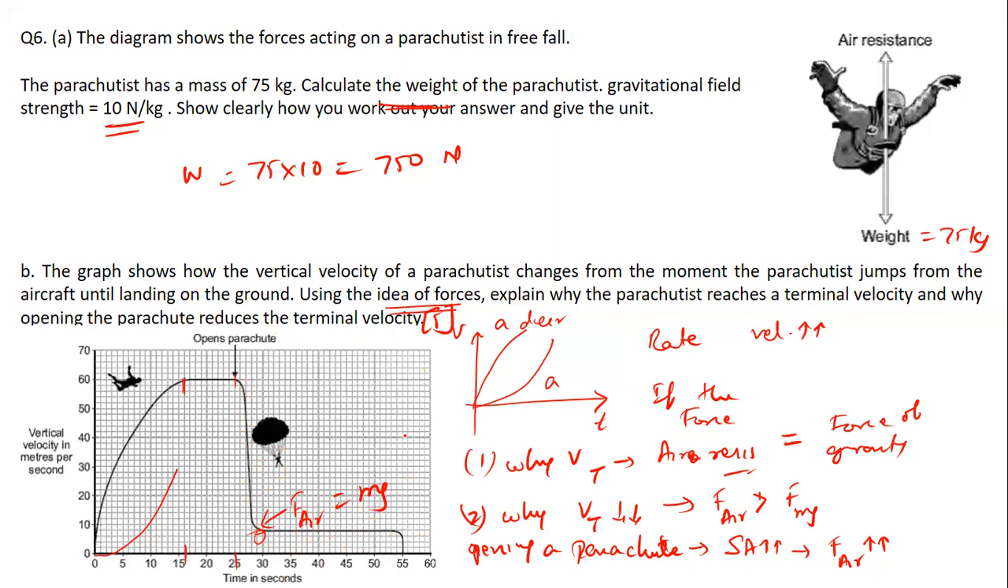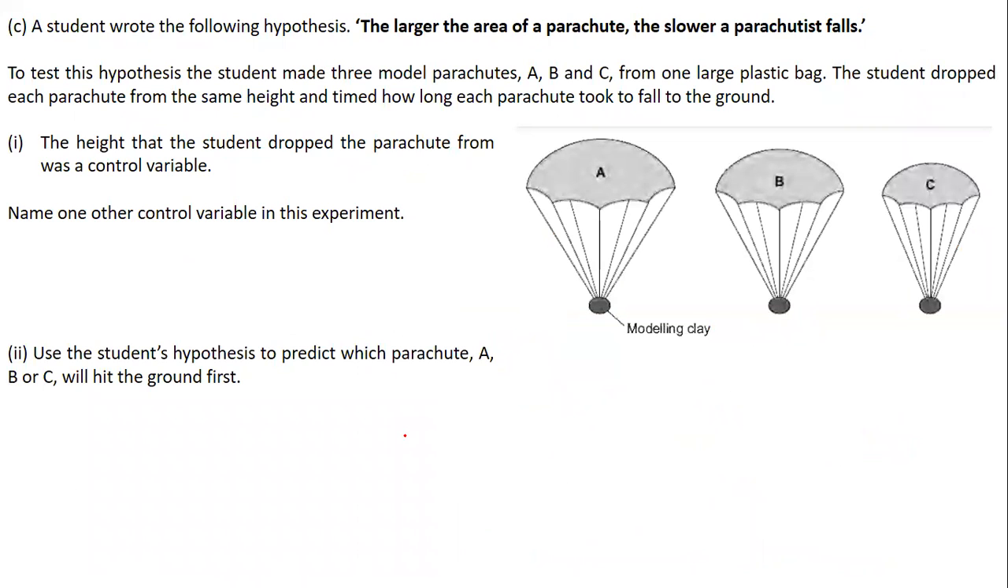Okay. Then a student wrote the following hypothesis: the larger the area of a parachute, the slower a parachutist falls. To test this hypothesis, a student made 3 model parachutes A, B, and C from one large plastic bag. The student dropped each parachute from the same height and timed how long the parachute took to fall to the ground. The height that the student dropped the parachute from was a control variable. That means, for example, he's dropping from this height. This is my ground. So this height is always a constant. Then name one more control variable in this experiment. What is the other control variable while we do the experiment?